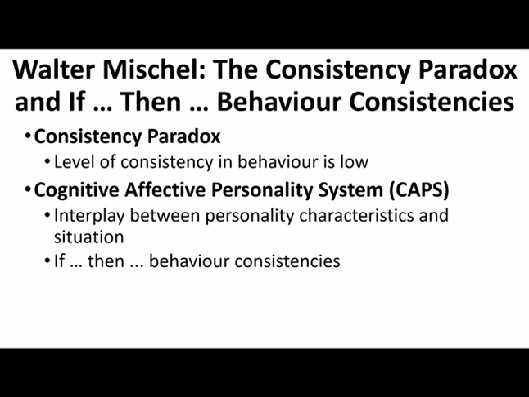Now, our last psychologist that we want to talk about is Walter Mischel. They did the consistency paradox and looked at if-then behavior consistencies. Mischel was well known because they pushed for a more cognitive approach to personality. They wanted to start taking into account what was going on in people's minds, how people were thinking, and how that influenced their behavior. So again, personality isn't so much a direct response to the environment.